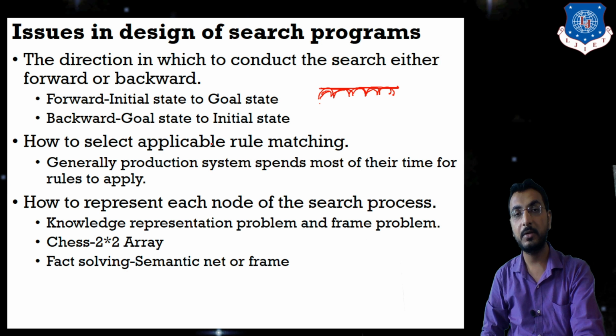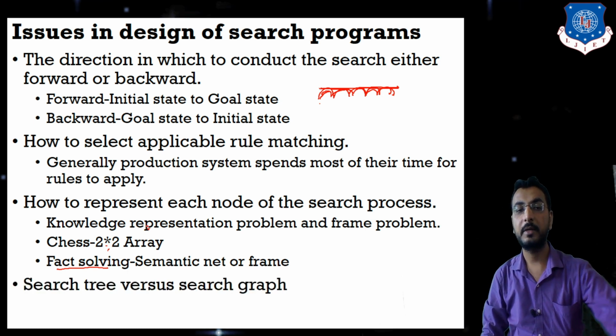Whether it may be possible with the array. See, this 2x2 array I have taken because it will require a 2-dimensional array. Otherwise it will require an array of 8 columns and 8 rows. That means a square matrix will be required by this chess problem. In fact solving, the semantic net or frame can be used, right? Because all the data, or we can say truths, will be represented in a semantic net or frame.